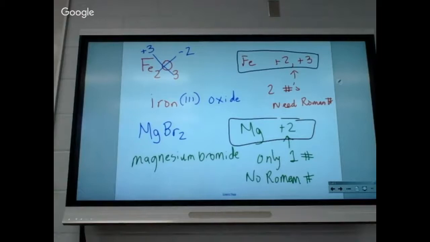Okay, so if we keep going, is arsenic going to need a Roman numeral? Yes. What about barium? No. What about bismuth? No. So if you only have 1 oxidation number, you don't include a Roman numeral.